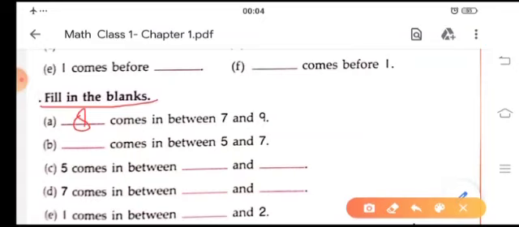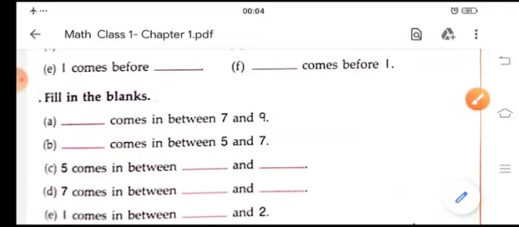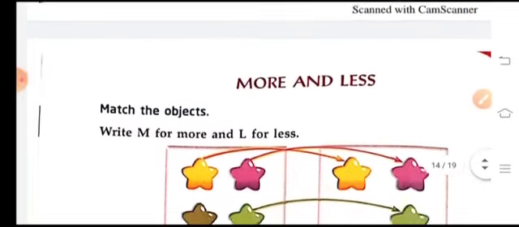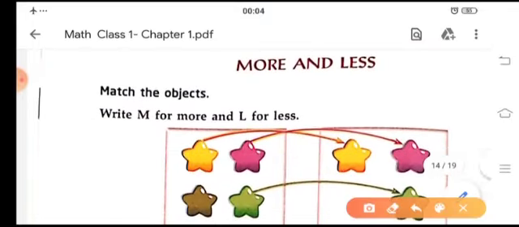Okay, so in this way, children, do all the exercise in your copy. Do it thoroughly, revise it, and do neat work in your copy, children. And send it through WhatsApp.